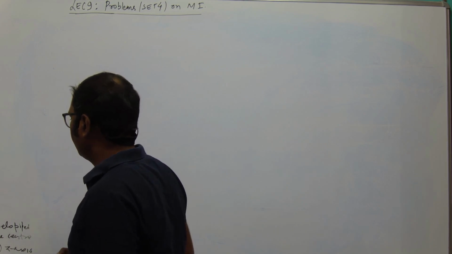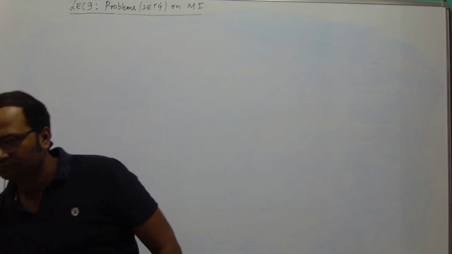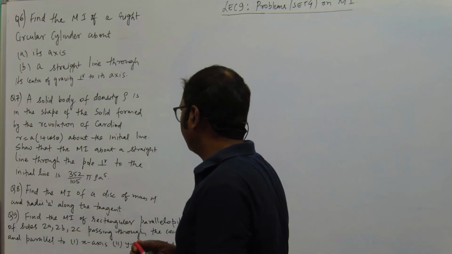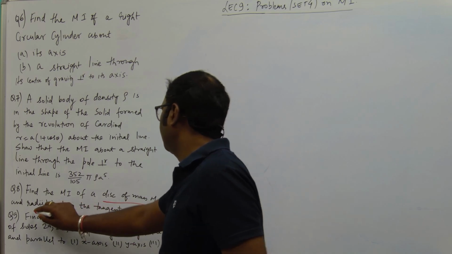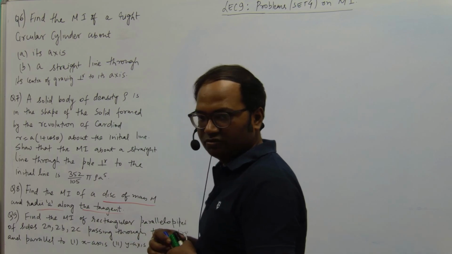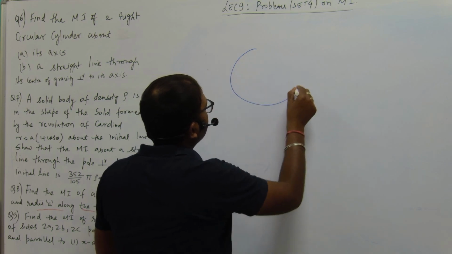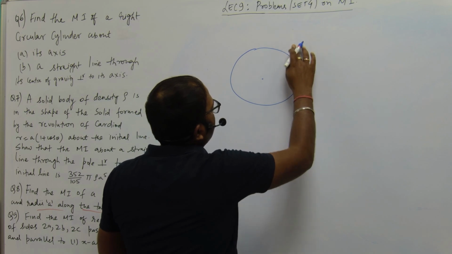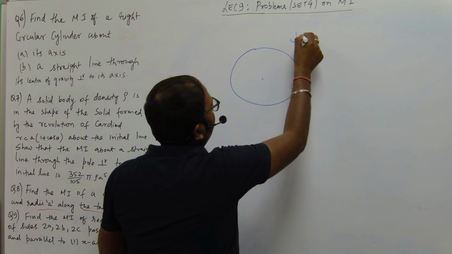Find the moment of inertia of a disk of mass m and radius a along the tangent. Okay, so we have to find the moment of inertia of a disk of mass m and radius a along the tangent. So let us draw the disk. So we have the disk like this. Okay, so we have to find the moment of inertia about the tangent. About this line we have to find the moment of inertia.